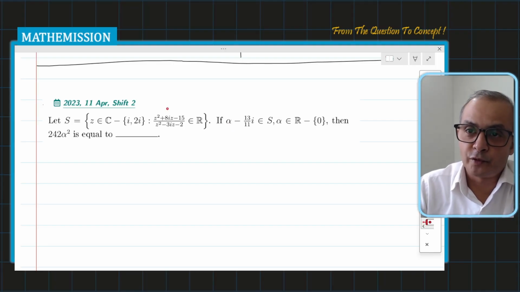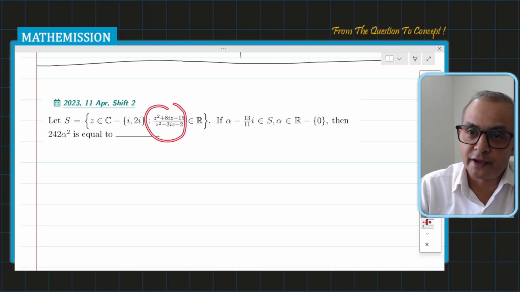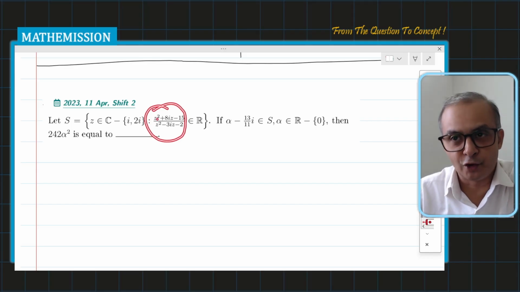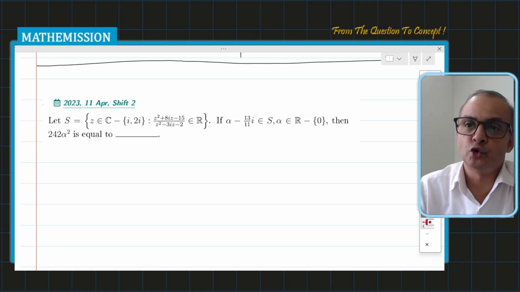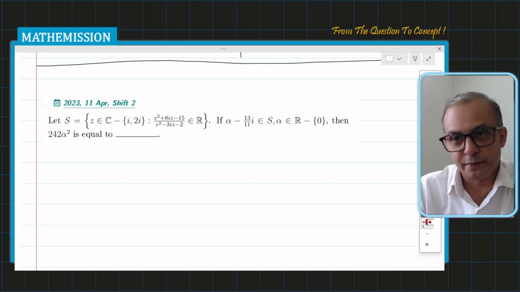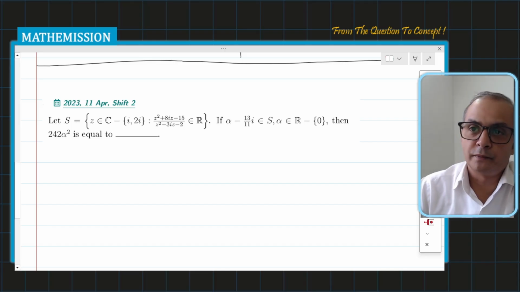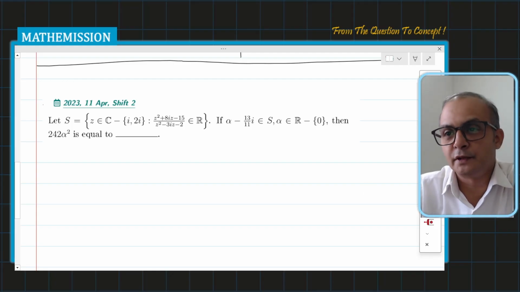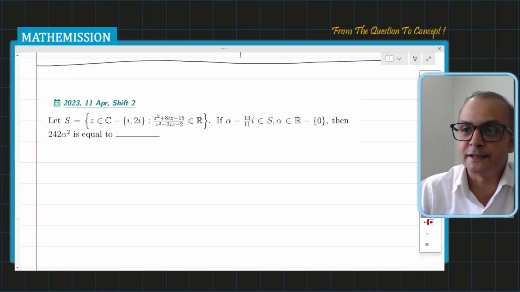then if you put that kind of complex number here at the place of z, and if you evaluate it, that will give you the complex number as a real number. Means imaginary part will not be there. So this is the whole idea of this question. So how do we approach easily?